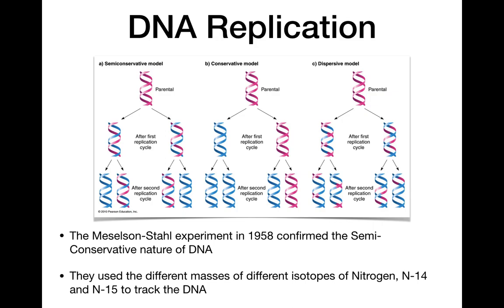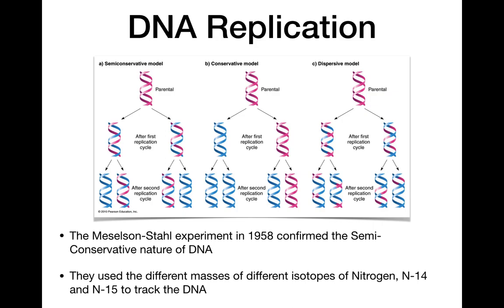In the conservative model, the parental DNA is left completely intact. For the first generation, half of it is just parental, half of it is all brand new. And in the next generation, these ones will be both brand new, and this is the one parent, and the parent one just continues on, and the cells are just using that as information to copy the DNA.